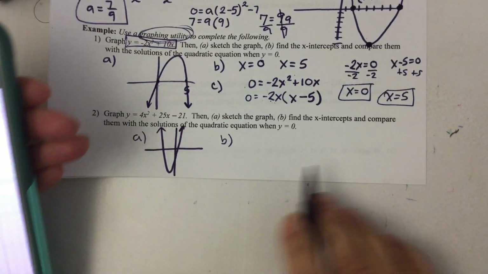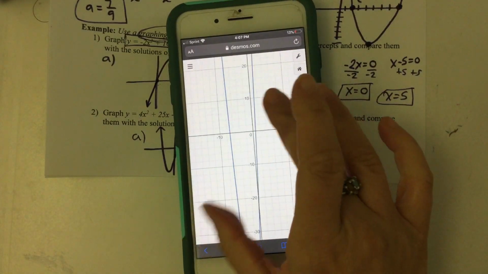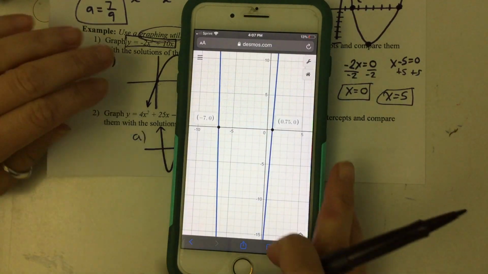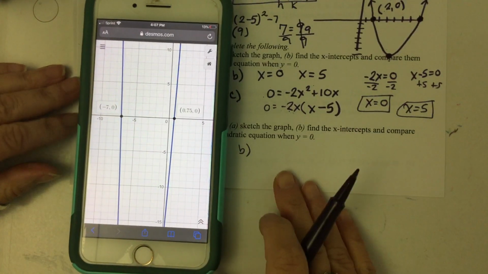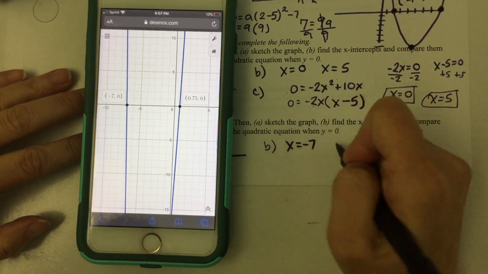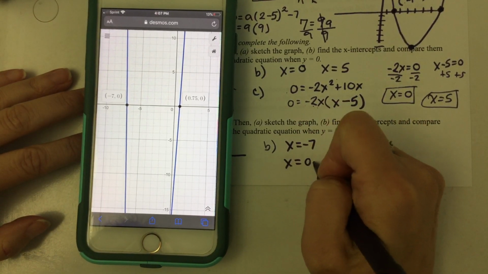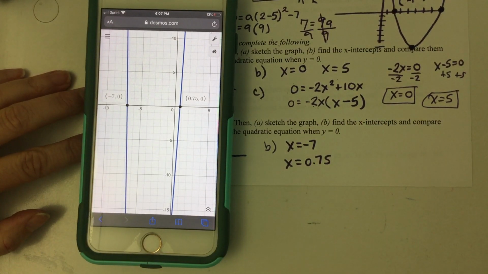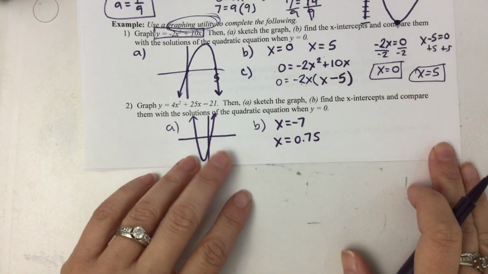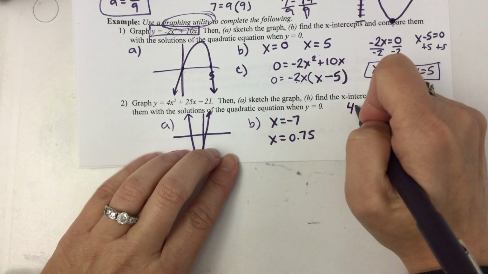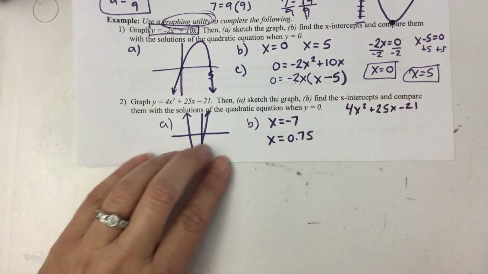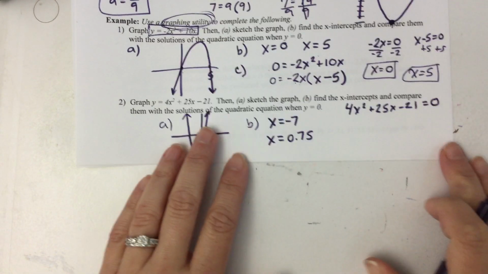Now part B, find the x-intercepts. So I can zoom in on Desmos. What I'm trying to do is find the x-intercepts. I have two x-intercepts. They are the location where your graph crosses the x-axis. So x equals negative 7 and x equals 0.75 or 3/4. Next part, they want us basically to prove it using algebra. If I have 4x squared plus 25x minus 21, they said to set that equal to 0.